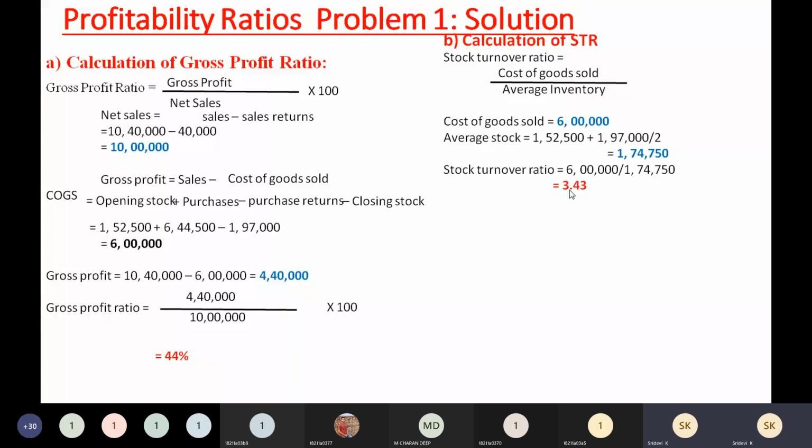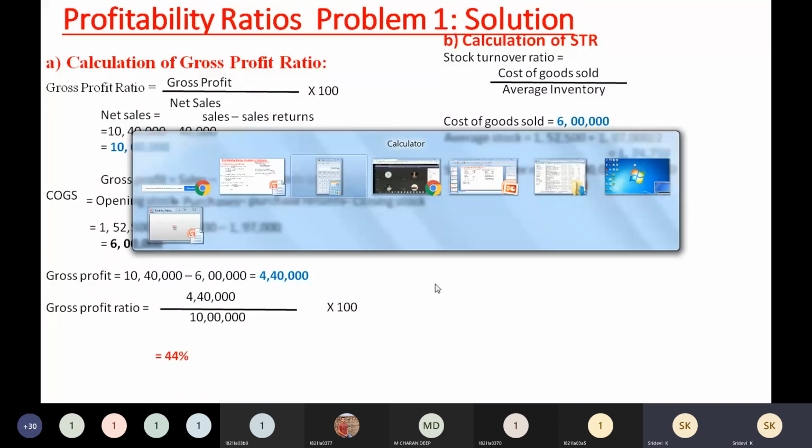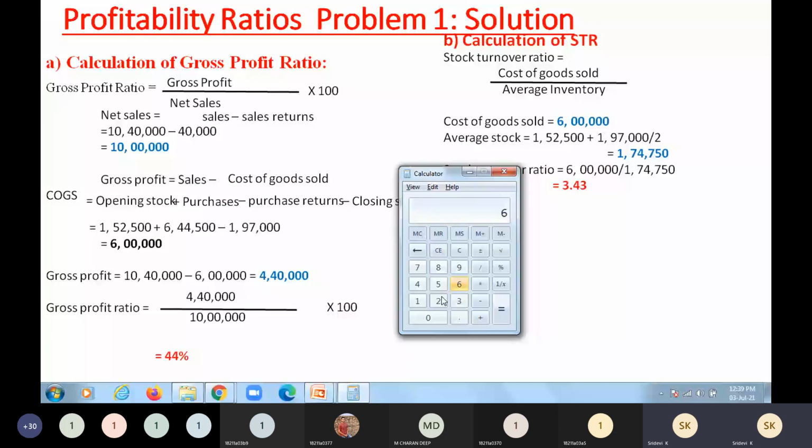So let us calculate this. 6 lakhs, did we get that or not? Let us check. 6 lakhs divided by 1,74,750. So that will give you 3.4334, like that we got. I have taken only 2 digits; you also take 2 digits only. Okay, 3.43 times you write there. So this is what it is on stock turnover ratio.